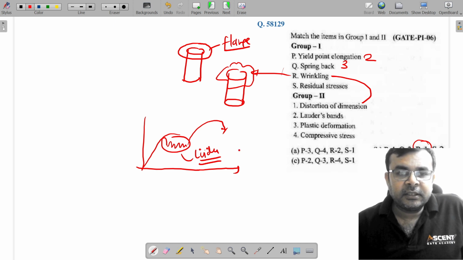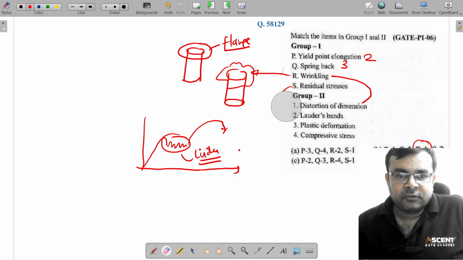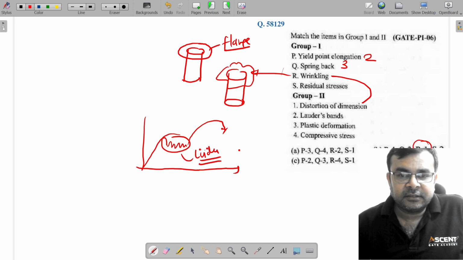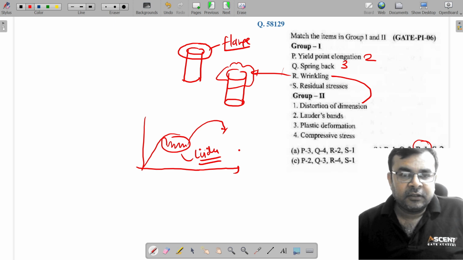Now, if I talk about residual stresses, then obviously residual stresses are induced. Residual stress can be said to be a compressive stress, S4. But there is no option S4. So the most appropriate answer will be for residual stresses either 1, 2 or 3. 1 means distortion of dimension, this is not correct. And 2, that is Luder band, this is also not appropriate. And 3, that is plastic deformation. Yes, the residual stresses may be induced in plastic deformation. So none of the options is correct.